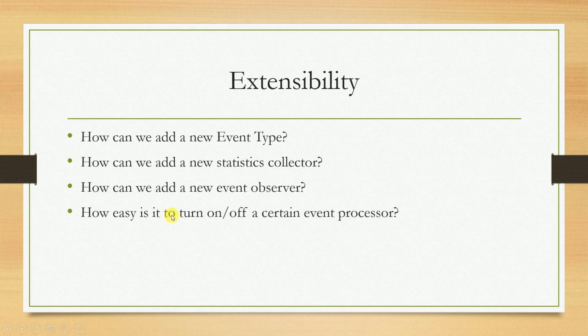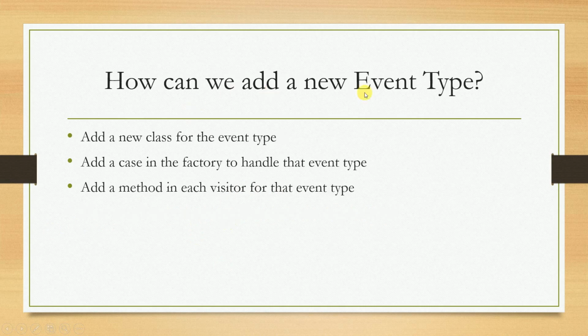And then how easy is it to turn on or off a certain event processor? So for example, if we don't want this processor, or if we want to turn it off for a certain client, is it easy to do so? So let's start. How can we add a new event type?